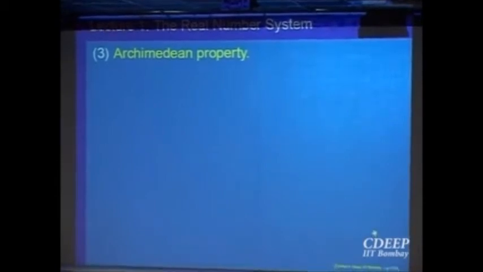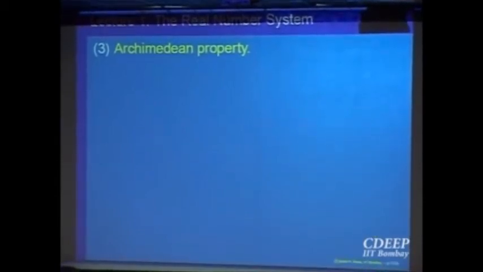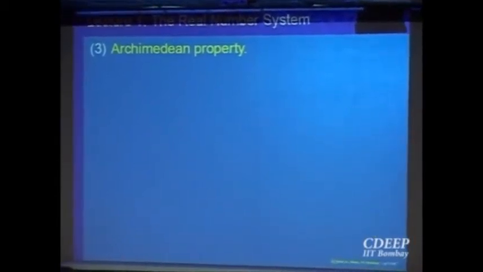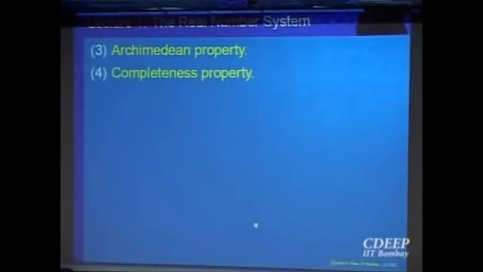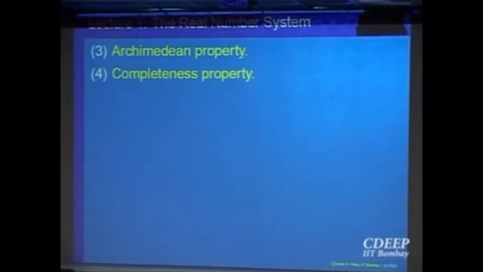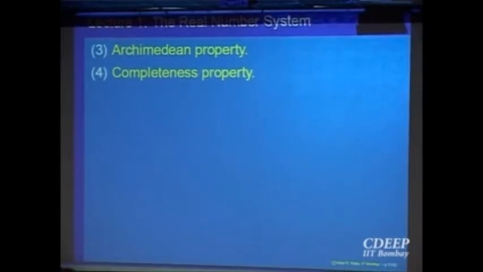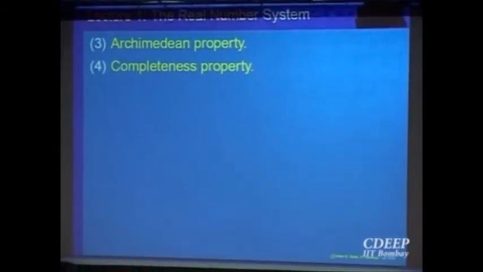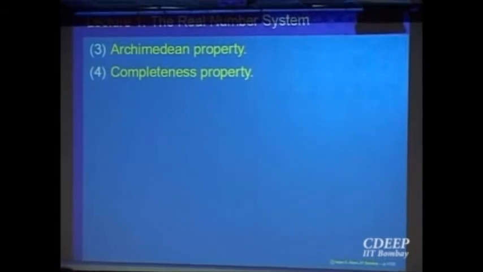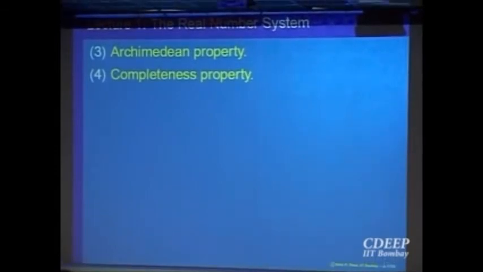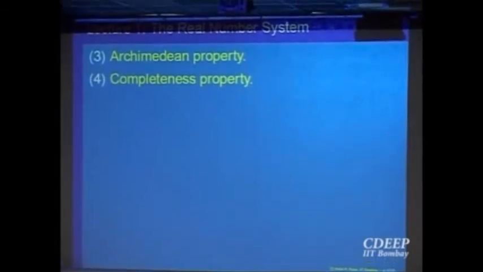One is called the Archimedean property, which does not actually require that the property is true for rational numbers also. Probably we'll come to it later. And the fourth is called the completeness property. So, these two properties, the Archimedean property and the completeness property, we will describe in a short while, in the coming one or two lectures, because we have to develop some more machinery for describing them. Right? Okay. So, we will describe that.